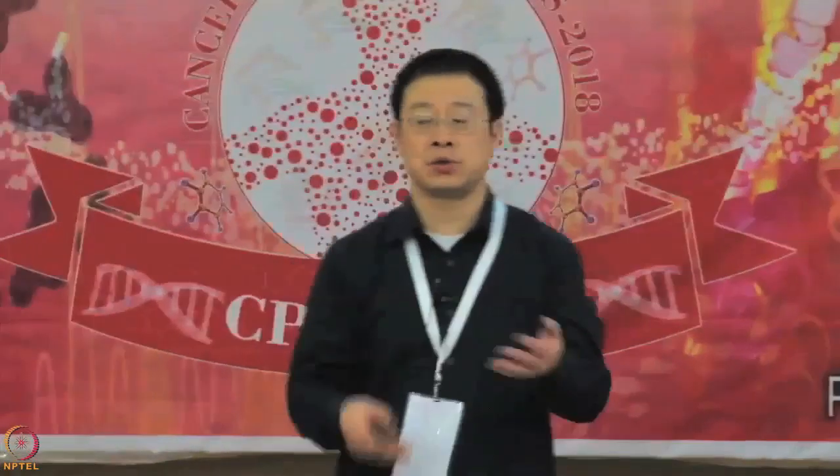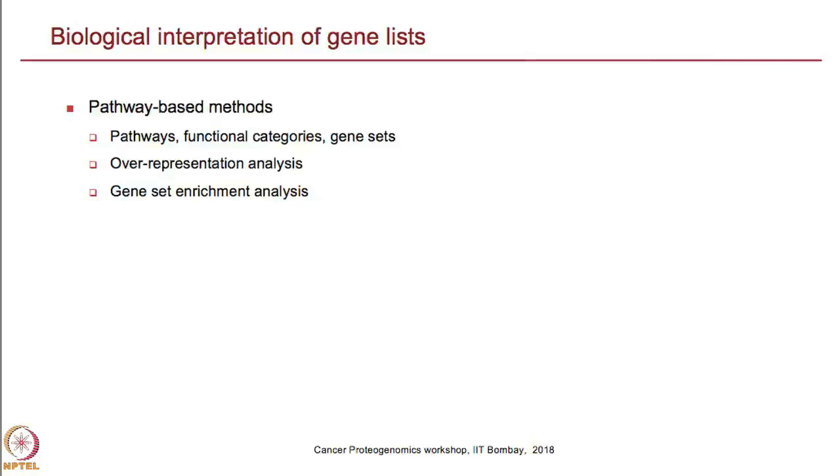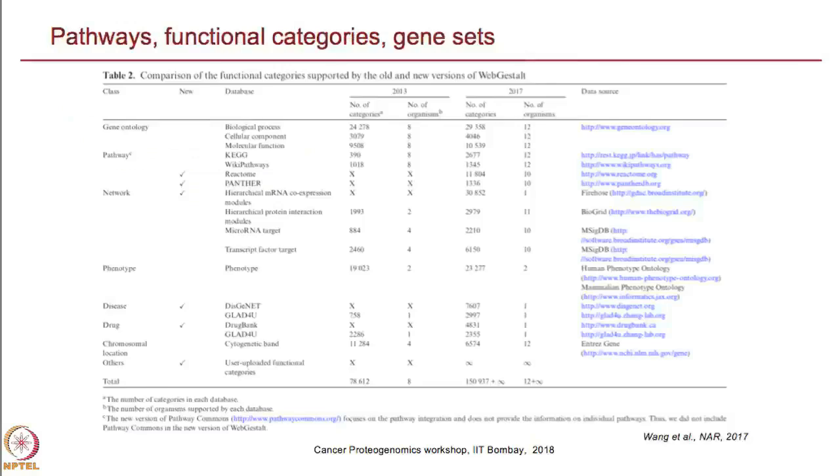One way to do this is to leverage the information we already have about the pathways. In order to do this, you have to have some pathway definition, right? Like the pathway databases, or it can also be loosely defined functional categories or just any gene sets. And then there are two types of analysis, over-representation analysis and gene set enrichment analysis. I think we already talked about this yesterday in Carson's lectures.